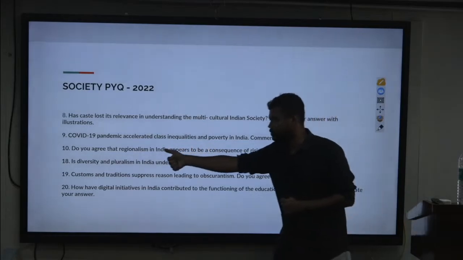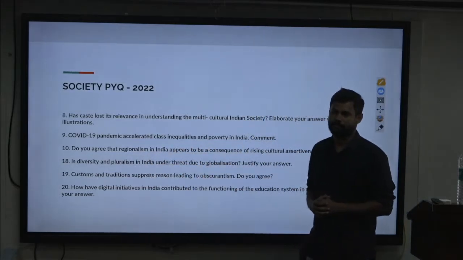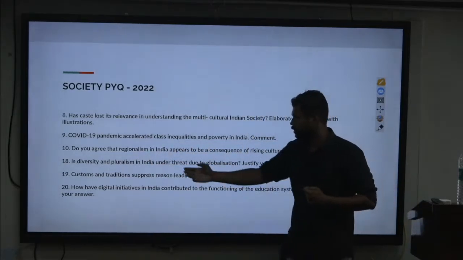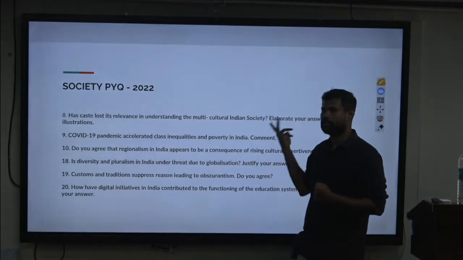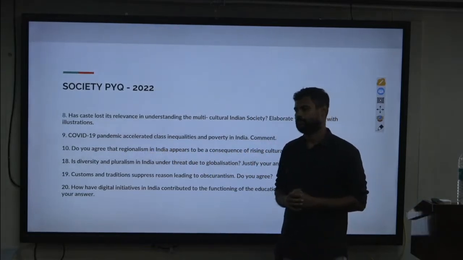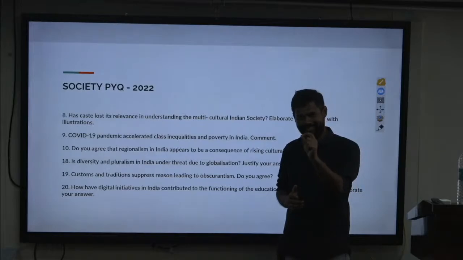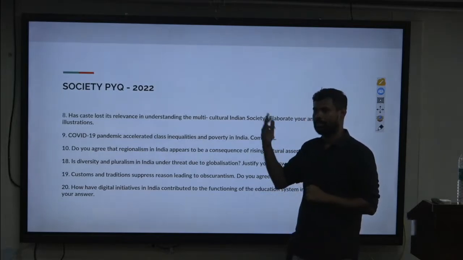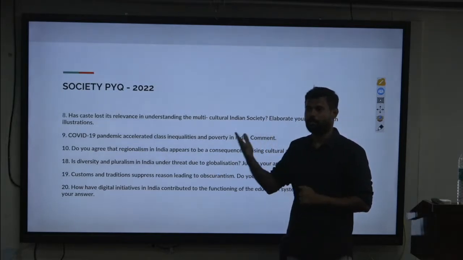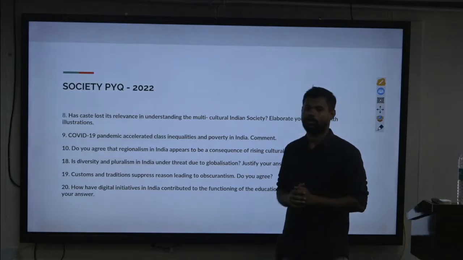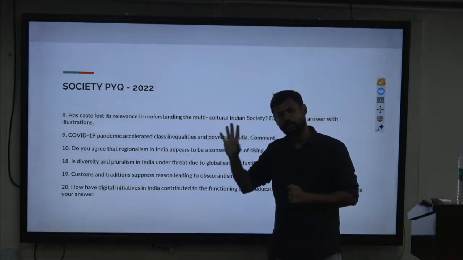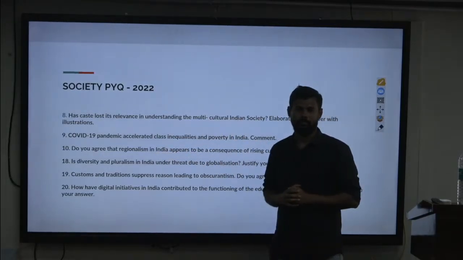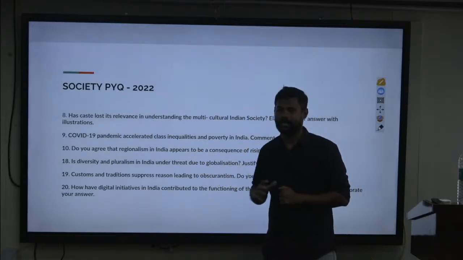Okay, the theme is regionalism. Tomorrow they may say, do you agree that regionalism in India appears to be a consequence of something else? You are understanding this? Overall regionalism has its own strengths, its own weaknesses. There can be cultural assertiveness, tomorrow there can be religious assertiveness, the day after tomorrow there can be political assertiveness also. But the answer to regionalism will always remain the same. You are seeing, that is the smartness, how you attach the answer.